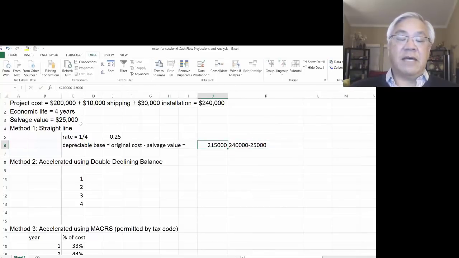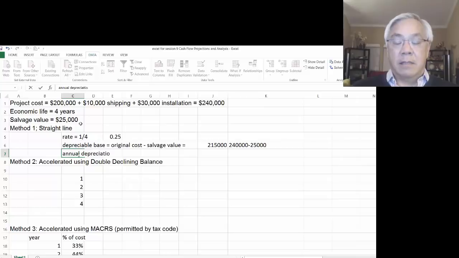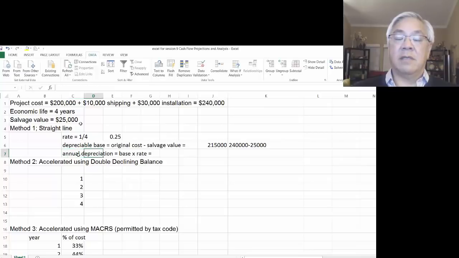That's 215,000. So the annual depreciation equals the base times the rate, which equals the 215 times the rate. So every year, that's per year.